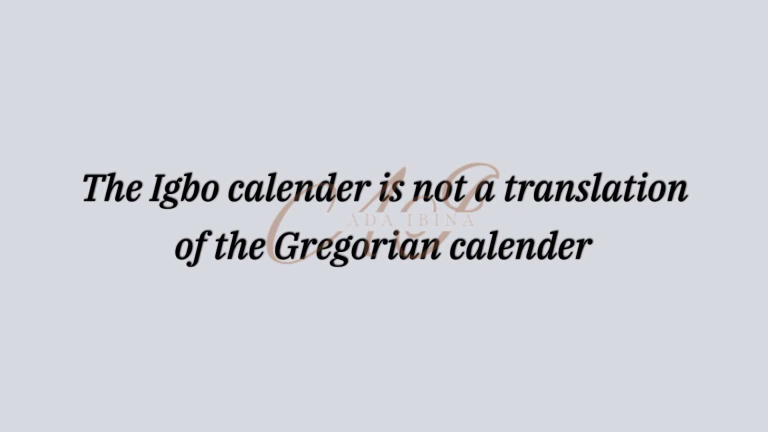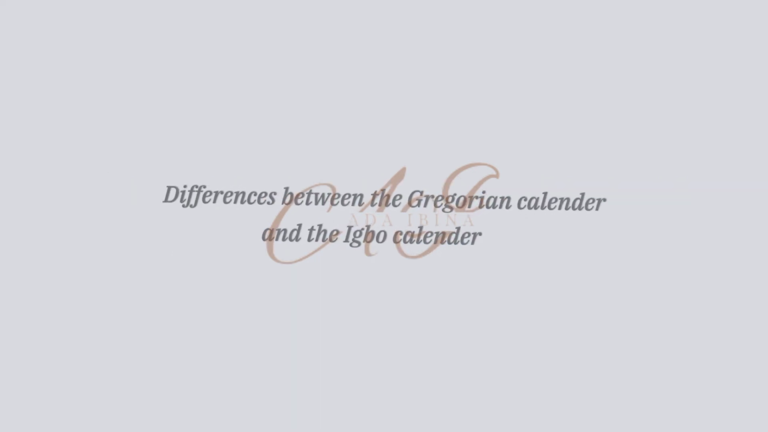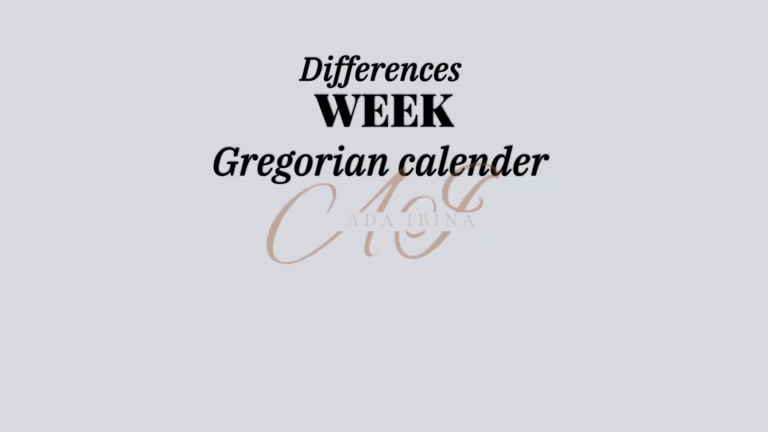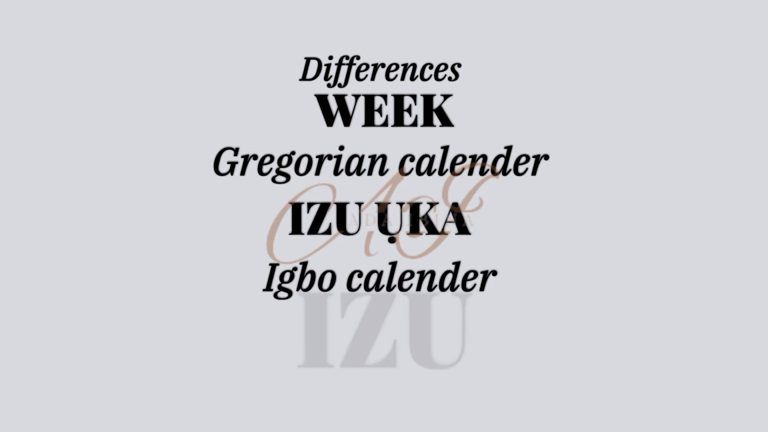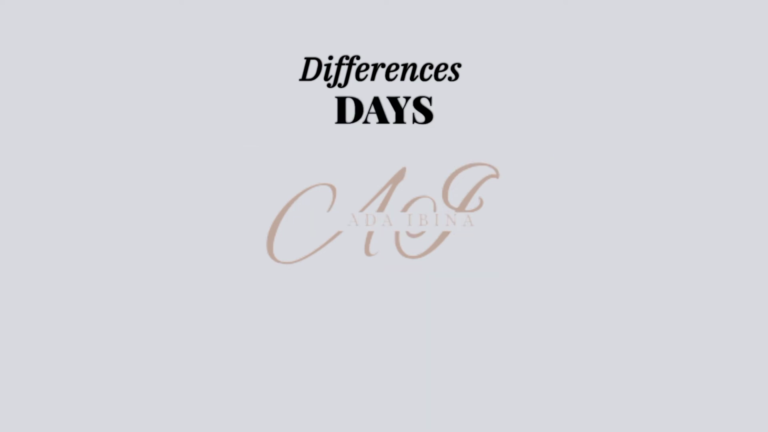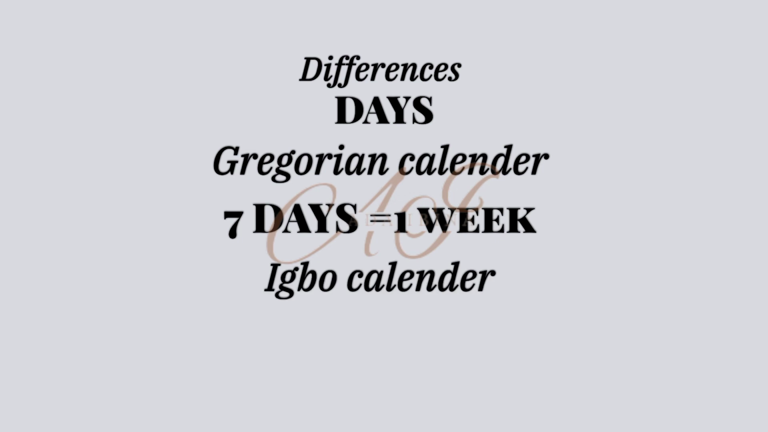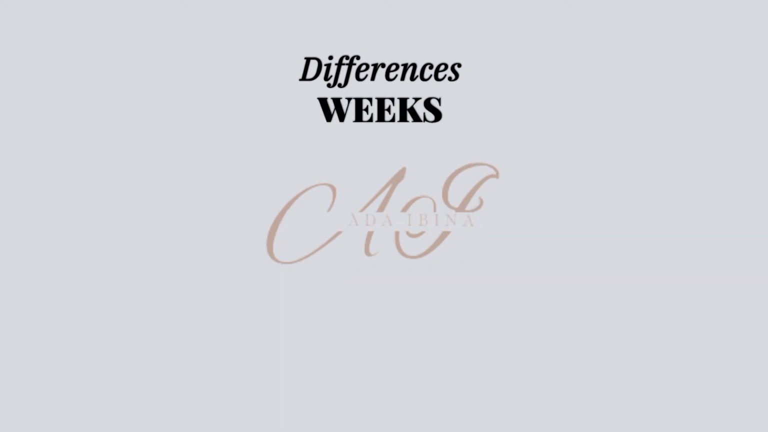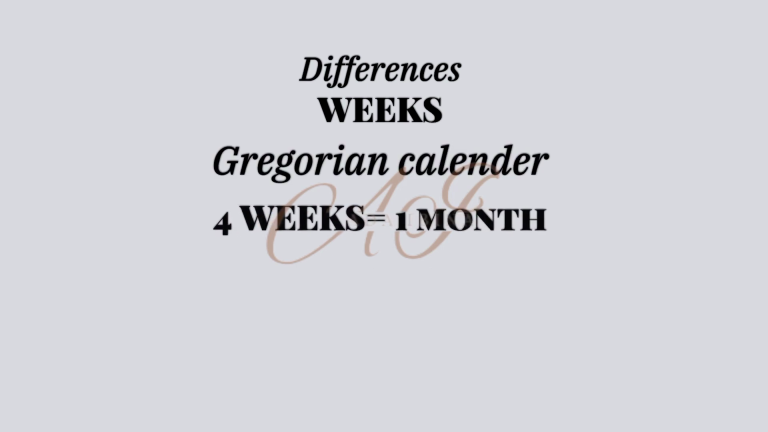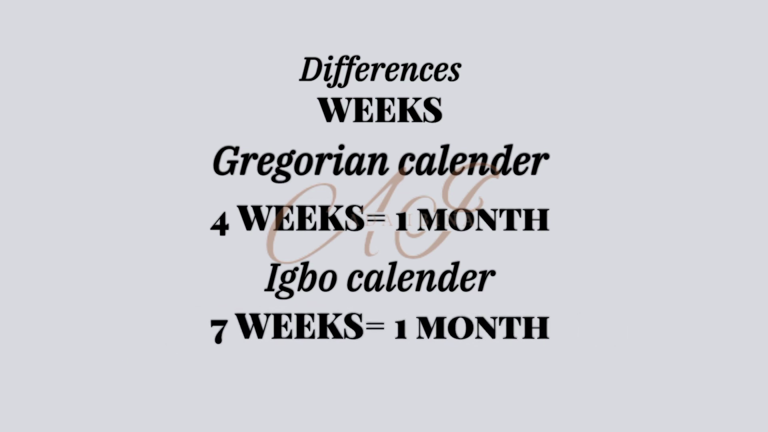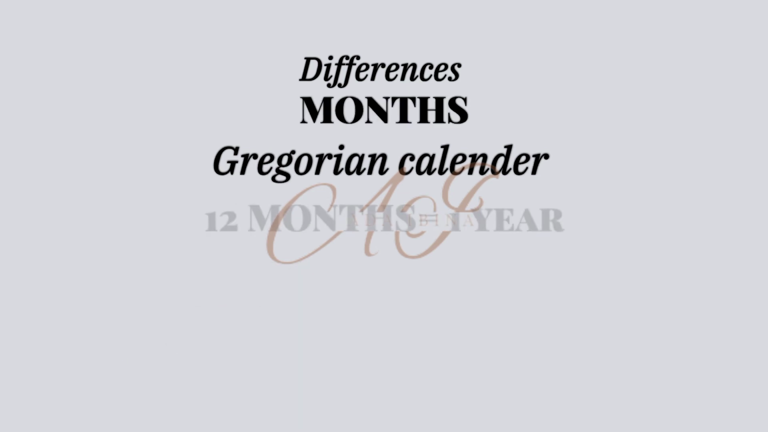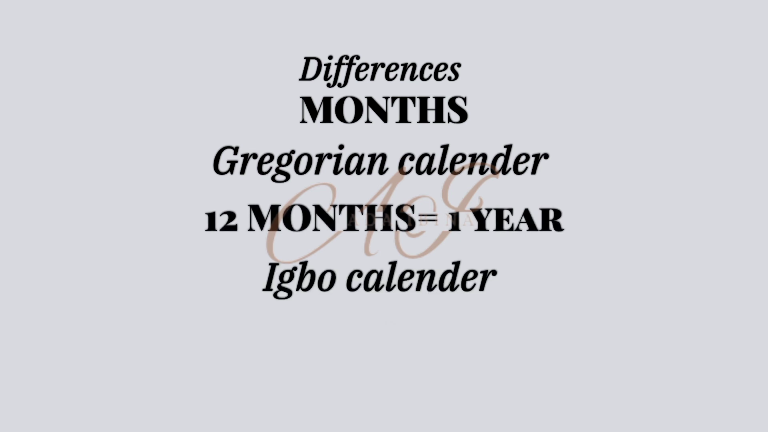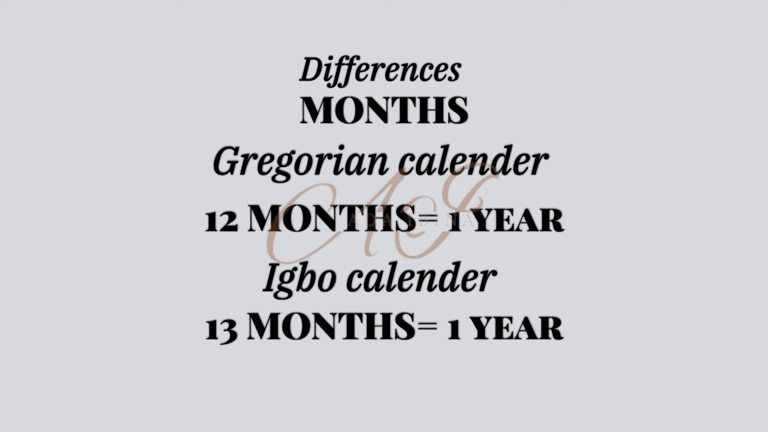Now we'll talk about the differences in the Gregorian calendar and the Igbo calendar. A week in the Gregorian calendar is called IZU UKA, but a week in the Igbo calendar is called IZU. According to the Gregorian calendar, 7 days make 1 week, but for the Igbo calendar, 4 days make a week. So this, of course, affects both the month and the year. So the Gregorian calendar has 4 weeks in a month, but the Igbo calendar has 7 weeks in a month. Now the Gregorian calendar has 12 months in a year, and the Igbo calendar has 13 months in a year.